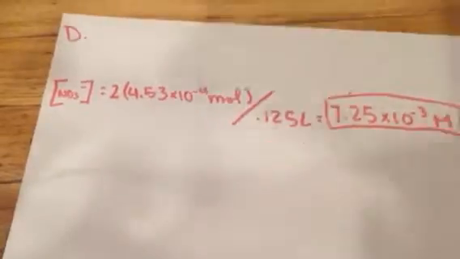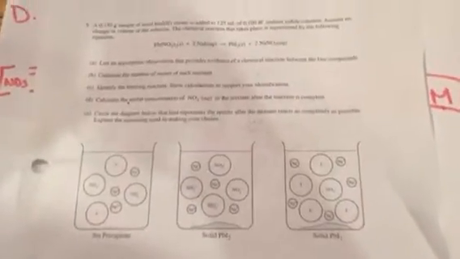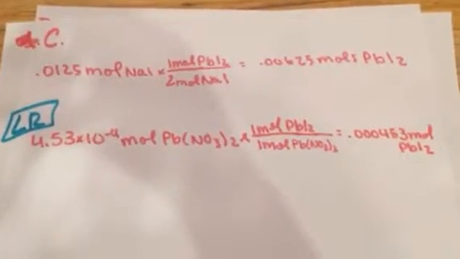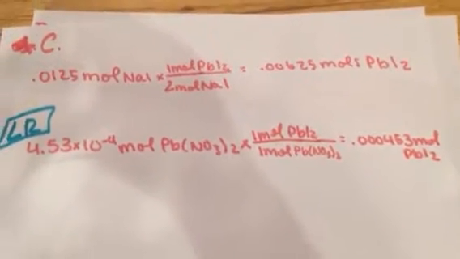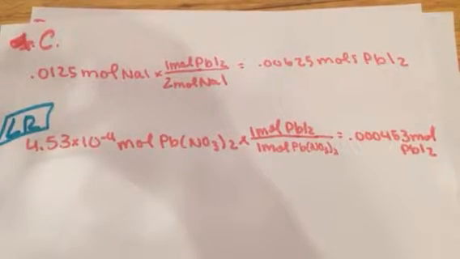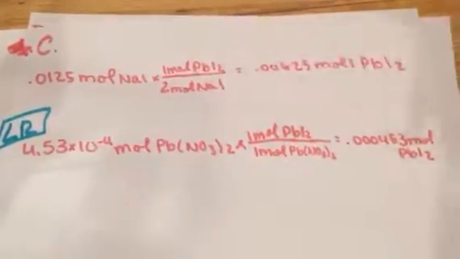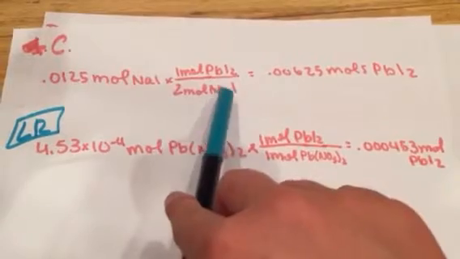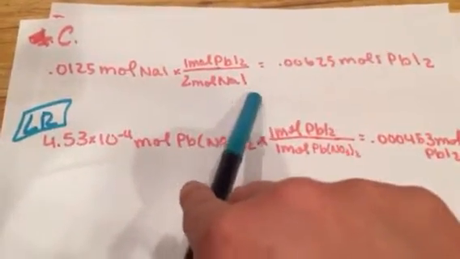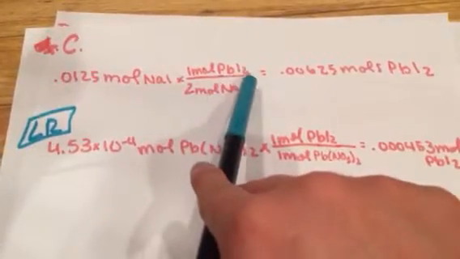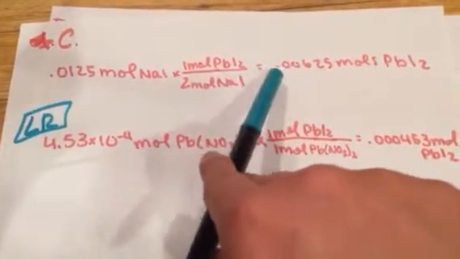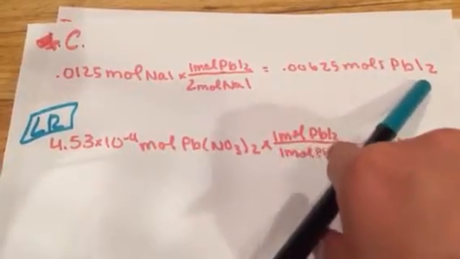Alright, let's move on to part C, which asks us, identify the limiting reactant, show calculations to support your identification. So we're going to use the moles that we just found in part B for this part. So we'll start with NaI. We're going to take 0.0125 moles of NaI, and we're going to convert it into moles of PbI2. So the mole to mole ratio is 2 to 1. So we're going to put 2 moles of NaI below 1 mole of PbI2, and that is going to give us 0.00625 moles of PbI2.